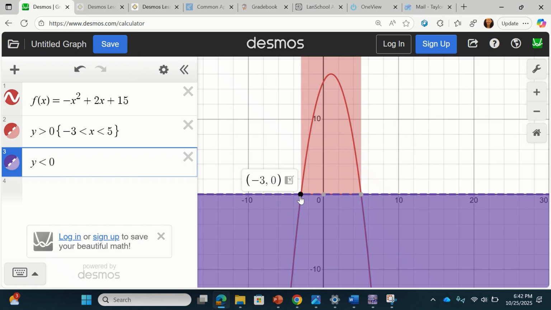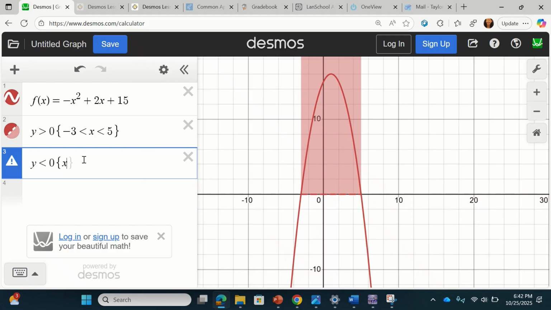Yay. And that's going to be when x is less than 3, because we're going to the left. So x is less than 3. And over here when x is greater than 5. And so I'm going to open up my set symbol. I'm going to say x is less than 3.